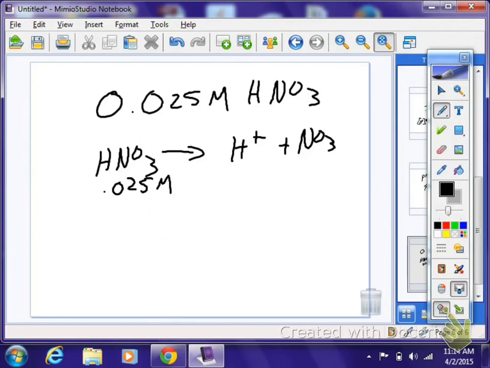And when it breaks apart, we're not going to use ICE because there's no equilibrium here. When it breaks apart, it's going to break apart 100%. What's the concentration of hydrogen ions? 0.0125? No, 0.025. Because for every HNO3 that breaks apart, you form one hydrogen, one nitrate ion. So they're both 0.025 molarity. Go ahead and find the pH of HNO3 now.